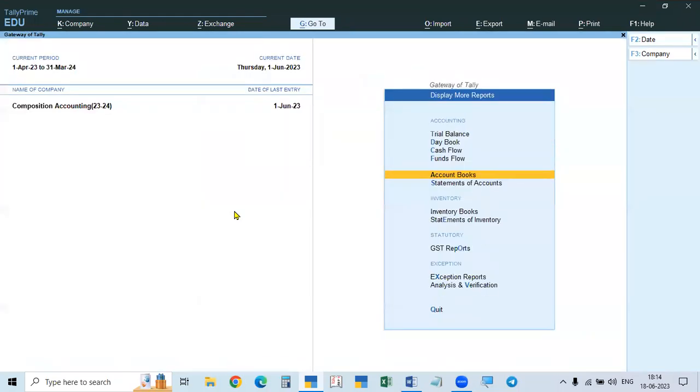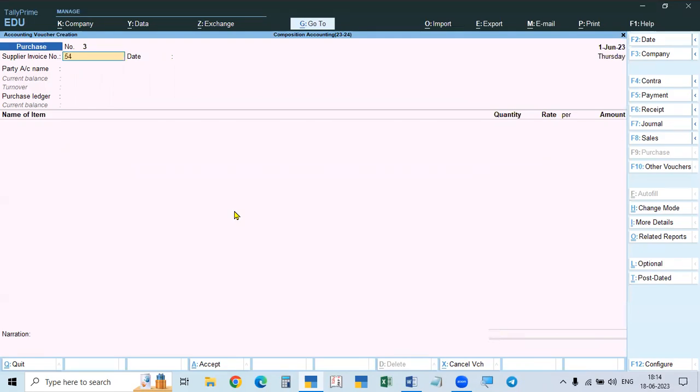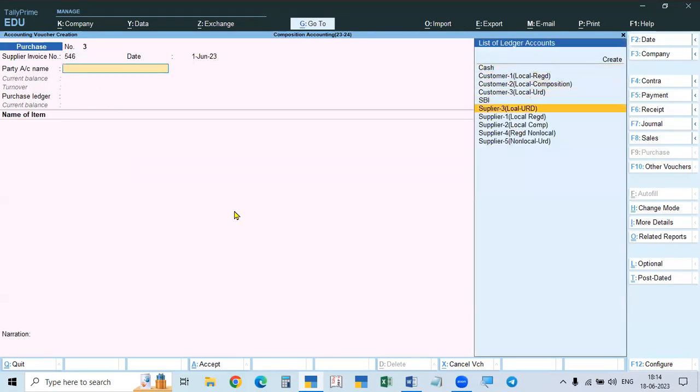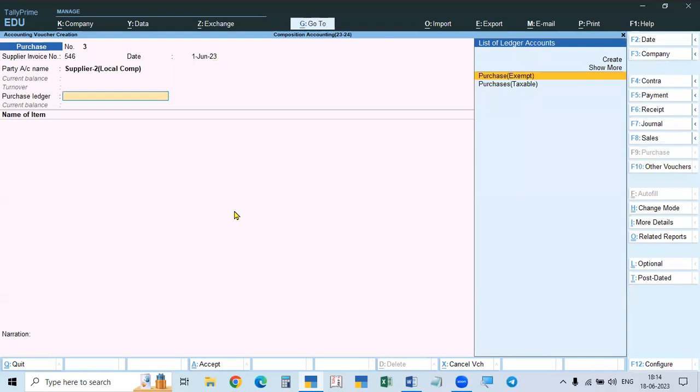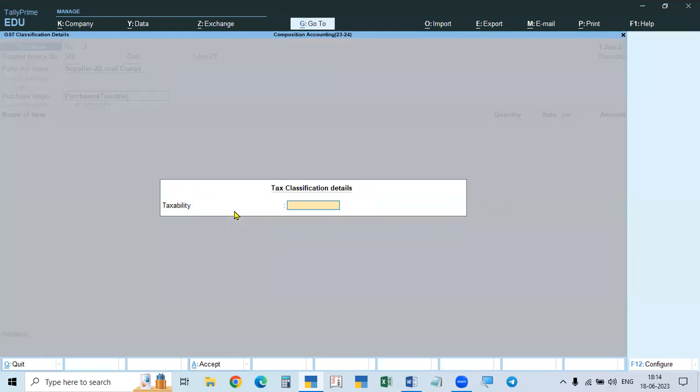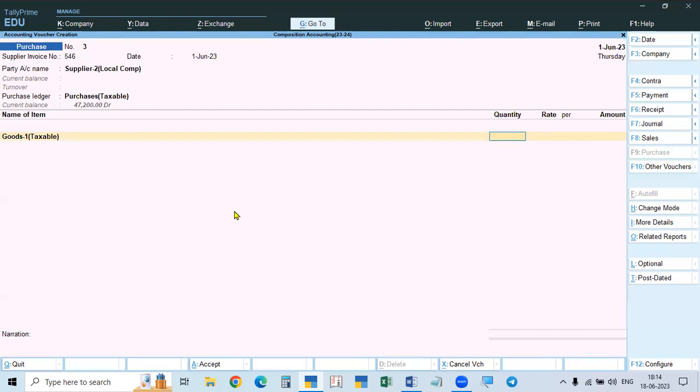Okay, now we'll take up another one, same thing like this. Whether the supplier is composition, meaning within local. Composition means whether it is taxable, non-taxable, whatever it may be, he cannot levy the tax. So we will take purchase taxable. Goods taxable, one unit. Suppose you take 15,000.